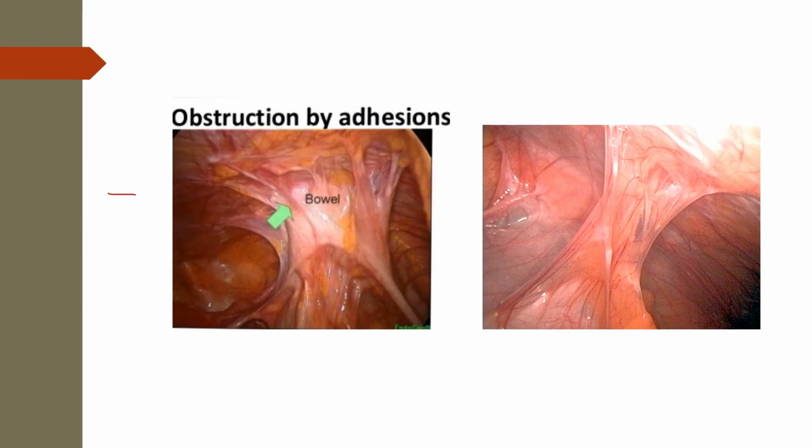Here we can see how adhesions actually look like. So the adhesions can be in between the intestinal loops or between the intestine and the abdominal wall. Adhesions are basically bands of scar tissue that connect two internal body surfaces, and people who have had multiple surgeries in the past are more prone to develop adhesions.